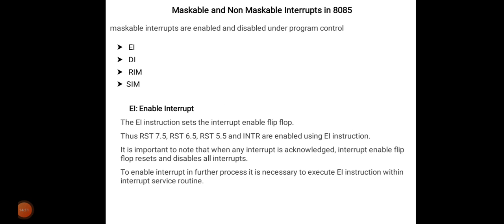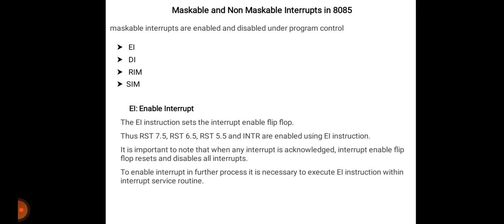As mentioned earlier, the maskable interrupts are enabled or disabled under program control. In this section, we will see how the interrupts can be masked or unmasked using program control. There are four instructions which are used to control interrupts. The first one is EI, that is enable interrupt. The second one is DI, that is disable interrupt. The third one is RIM, and the fourth one is SIM. Now we will see them one by one in detail.